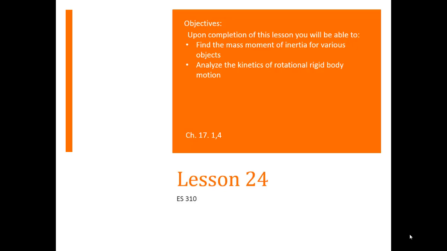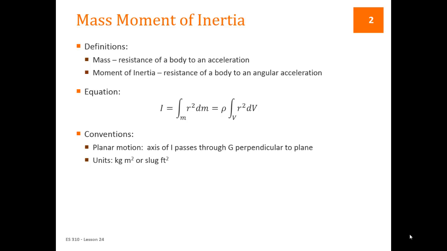In order to do this analysis, we need to introduce or reintroduce the concept of mass moment of inertia for the various objects. More information about this topic can be found in Hibbeler's Dynamics textbook, Chapter 17, Sections 1 through 4. As a reminder from statics, where we first saw mass moment of inertia, it's defined as the resistance of a body to angular acceleration. Since mass is the resistance of a body to linear acceleration, mass moment of inertia can be thought of as the rotational version of mass.